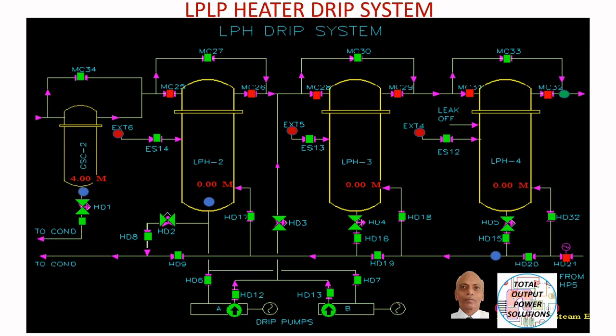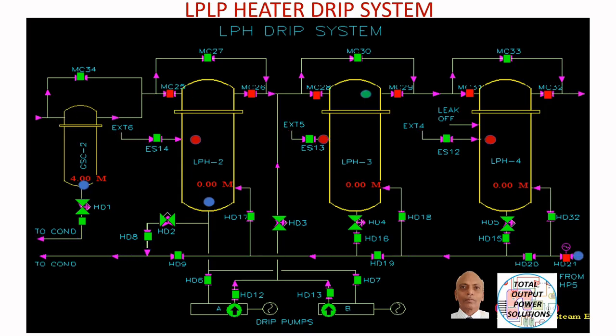Now there is one more circuit here, which is the extraction line. You can see the extraction steam coming into the heaters. First, the feed line is already charged, then the drip is also charged, and then we open the extraction valves.